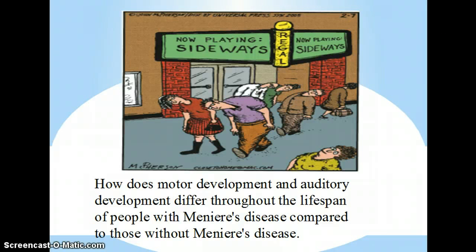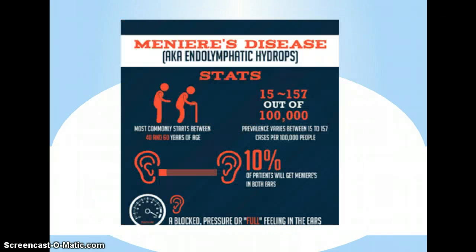My thesis statement is: how does motor development and auditory development differ throughout the lifespan of people with Meniere's disease compared to those without Meniere's disease? So before we get started, let me give you a little bit of background information on Meniere's disease.